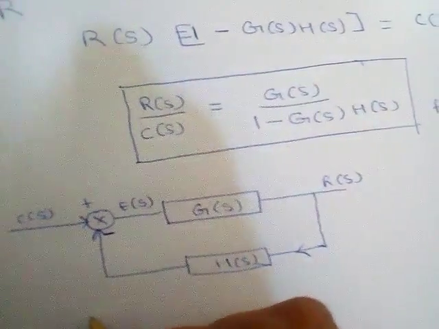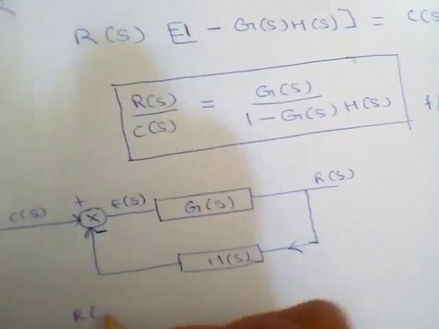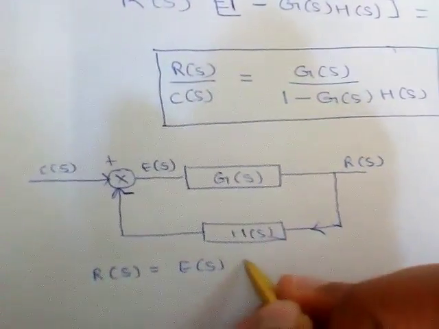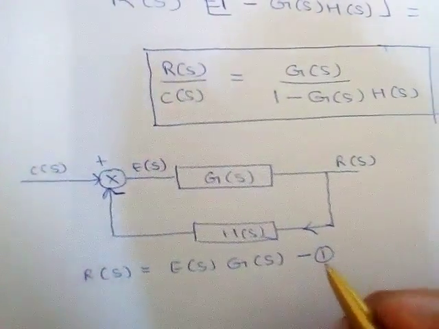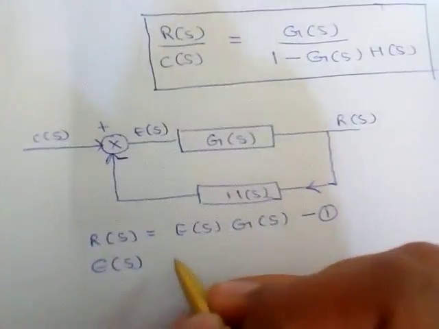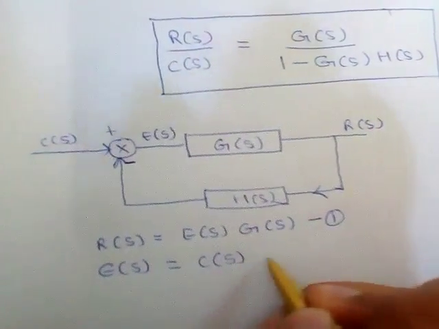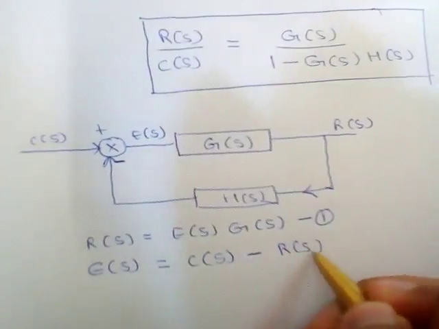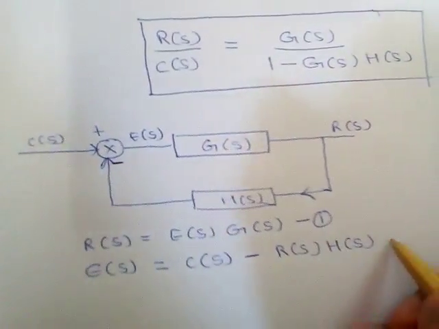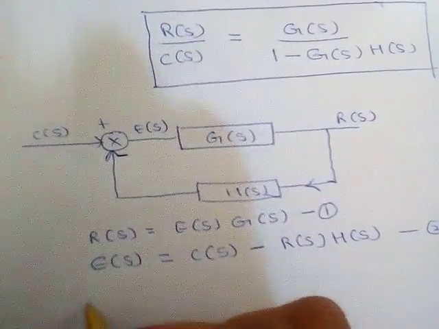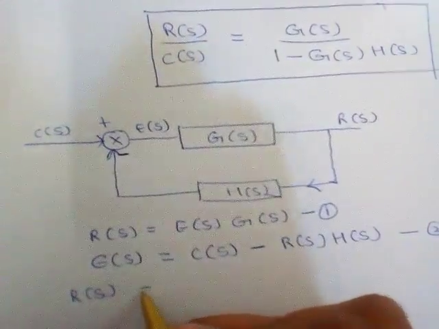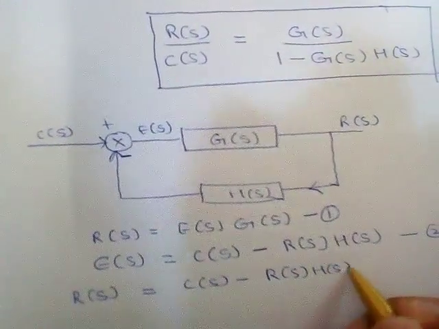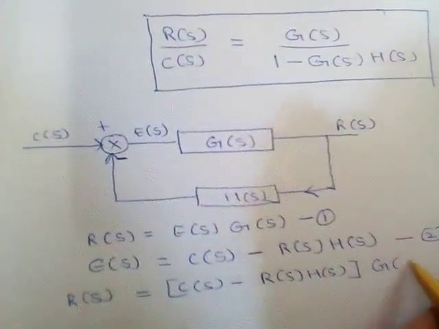Now similarly, R of S is equal to E of S multiplied with G of S first, and E of S is equal to C of S minus R of S multiplied with H of S. This will be the second equation. From first and second we can write R of S is equal to C of S minus R of S into H of S, whole multiplied with G of S.